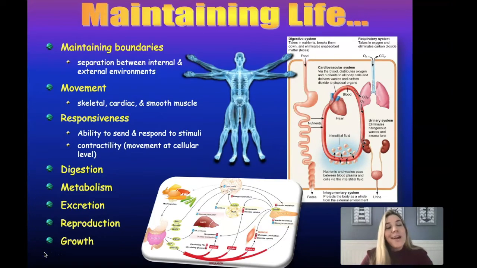So ultimately, all these organ systems work together in order to maintain life. That's the goal, to make sure we're alive. So what are some of the things we need to be alive? Let's take a look at them. So number one, maintaining boundaries. One of the things you'll find as you study anatomy and physiology is there's all sorts of compartments. Things are very compartmentalized, and that's so that you can keep the functions happening in one area separate from the functions happening in another area.